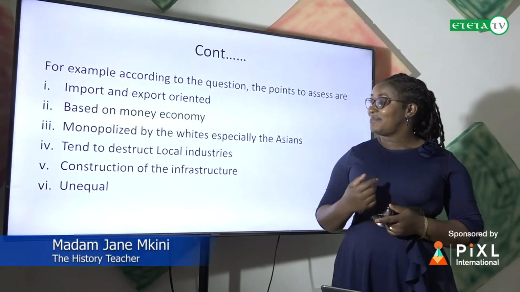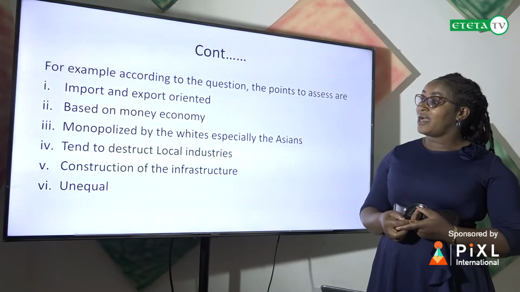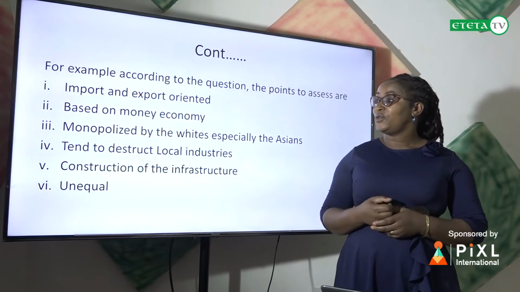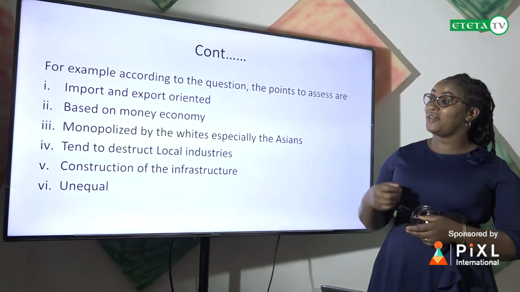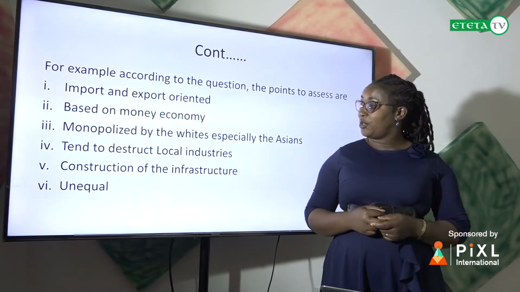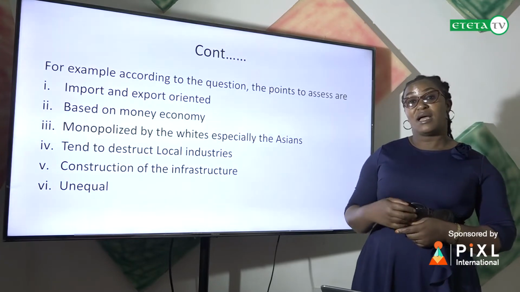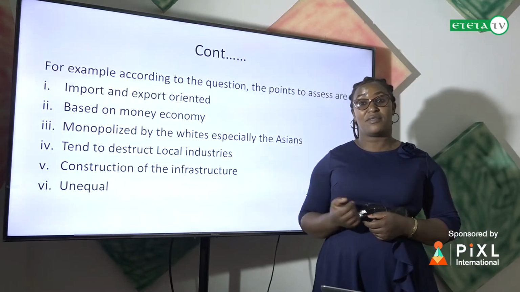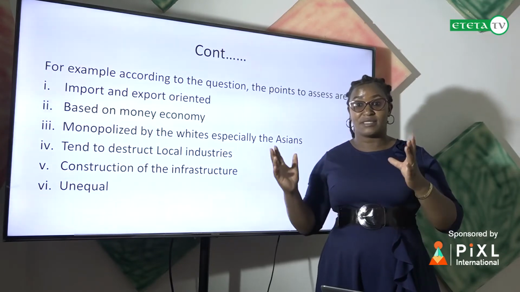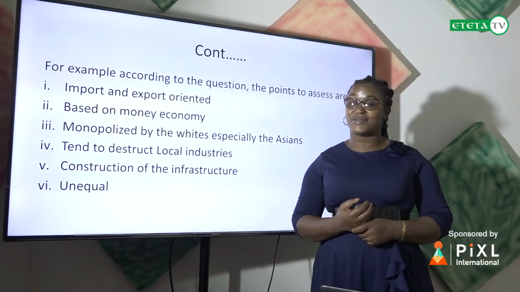Number 2, it's based on a money economy. In pre-colonial Africa, we had the exchange of goods for goods, but during colonialism, we had the exchange of goods for money. Number 3, monopolized by the whites, especially the Asians. As we said in our introduction, the Asians were the people who engaged much in these trading activities, commerce in general. Number 4, tended to destroy local industries.